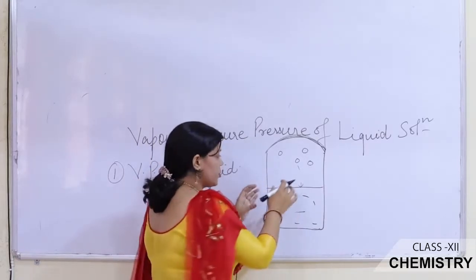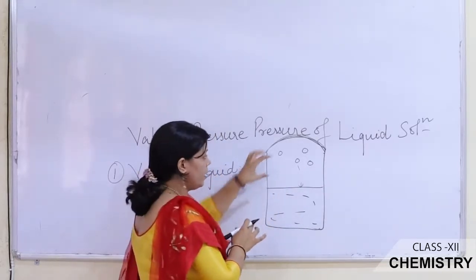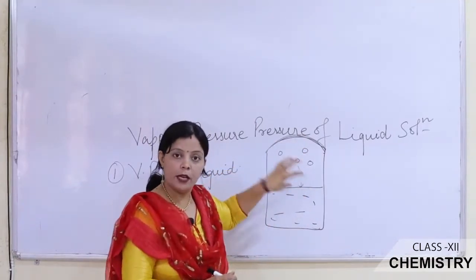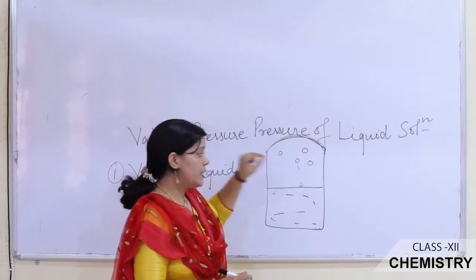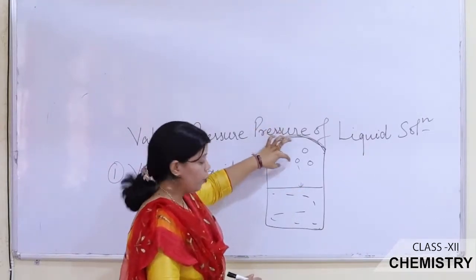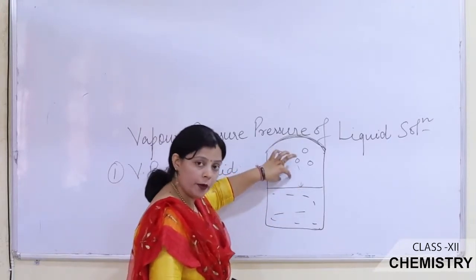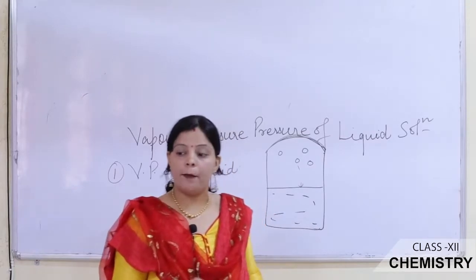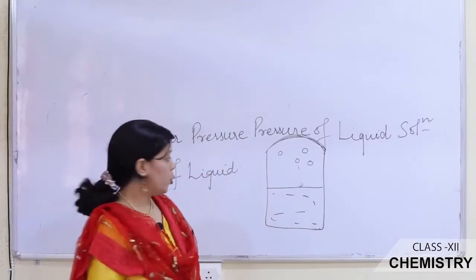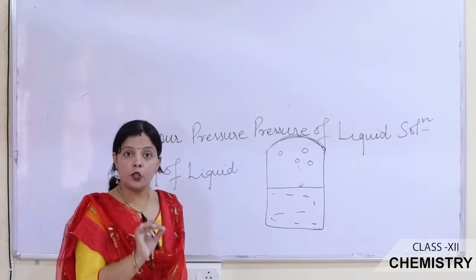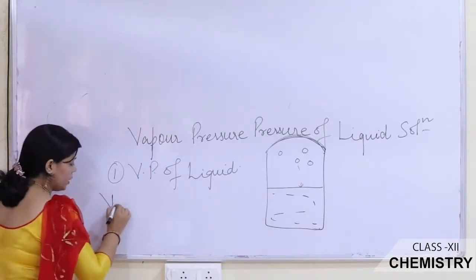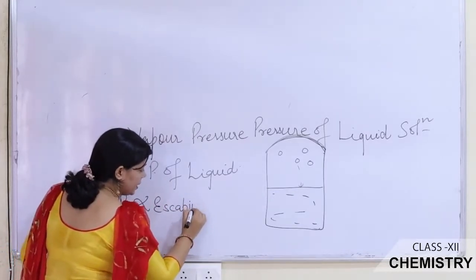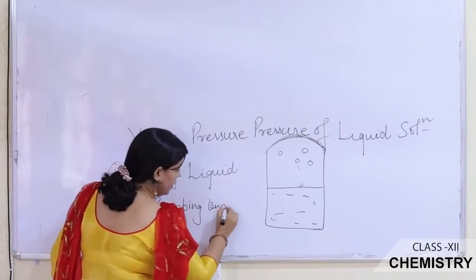After some time, a state of equilibrium is attained between the vapor phase and the liquid phase. At that particular equilibrium state, the pressure which is exerted by the vapor over the liquid surface, in equilibrium with the liquid at the given temperature, is named the vapor pressure of the liquid. So students, this vapor pressure is also directly proportional to the escaping tendency of the liquid.